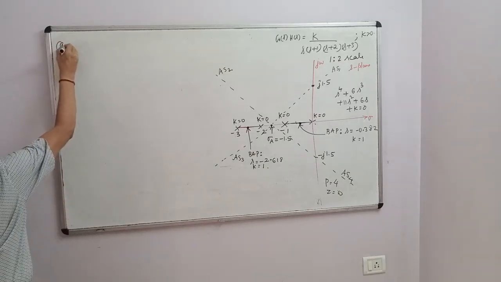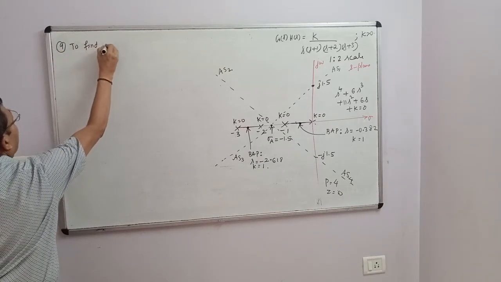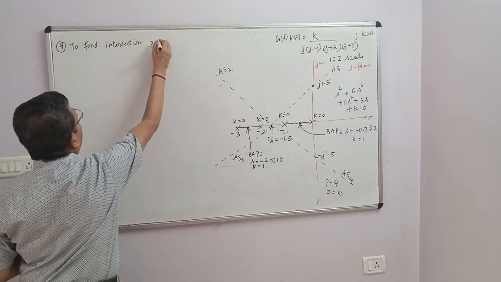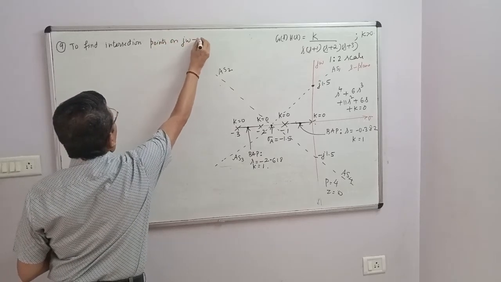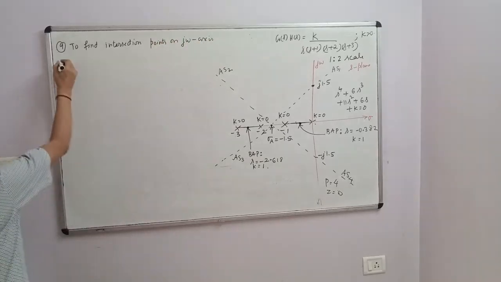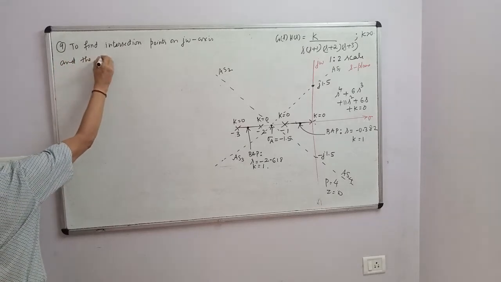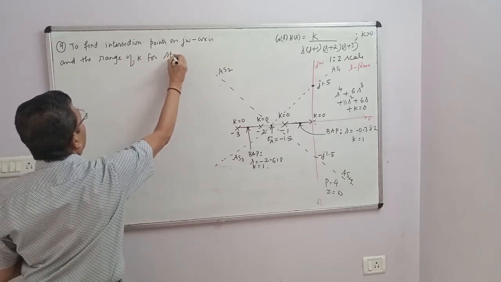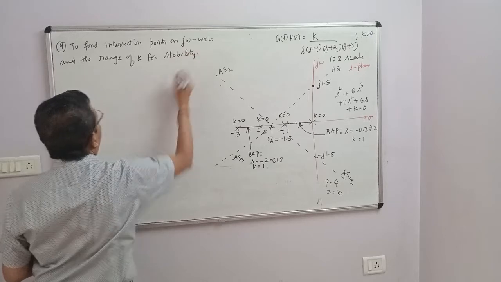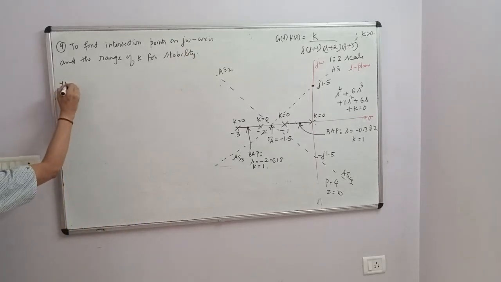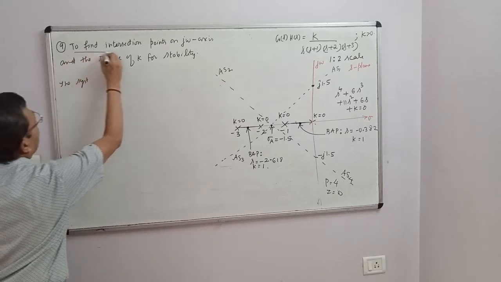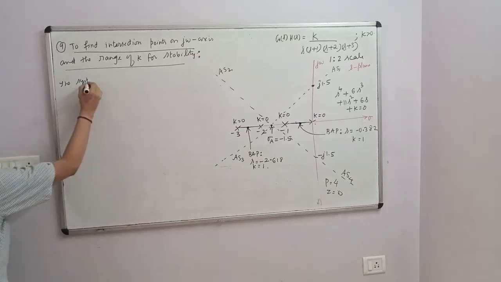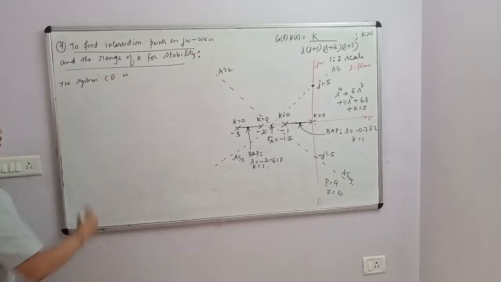To find intersection points on the j omega axis and the range of k for stability of the negative feedback system. The system characteristic equation is written over here.